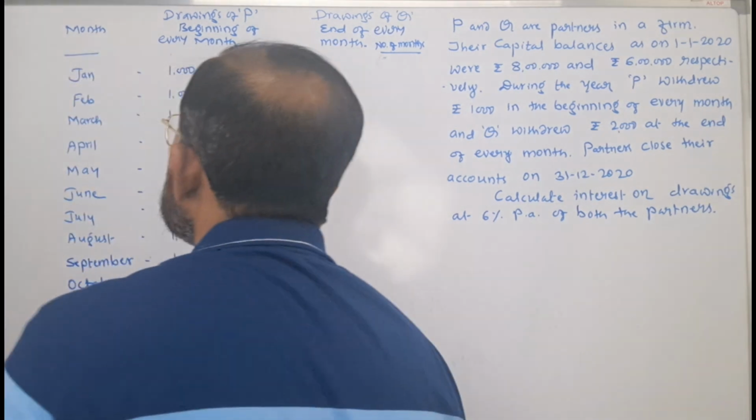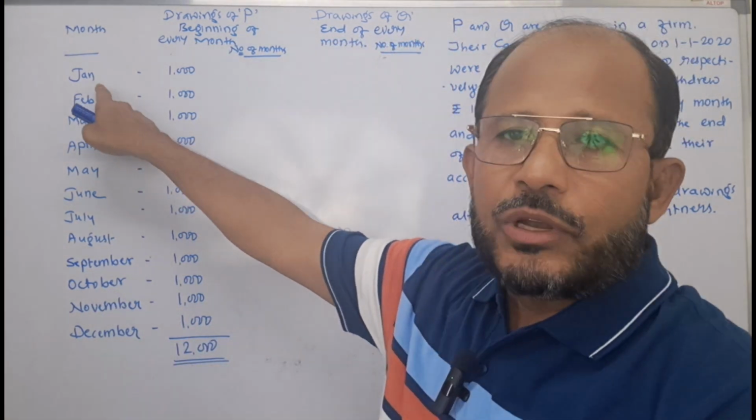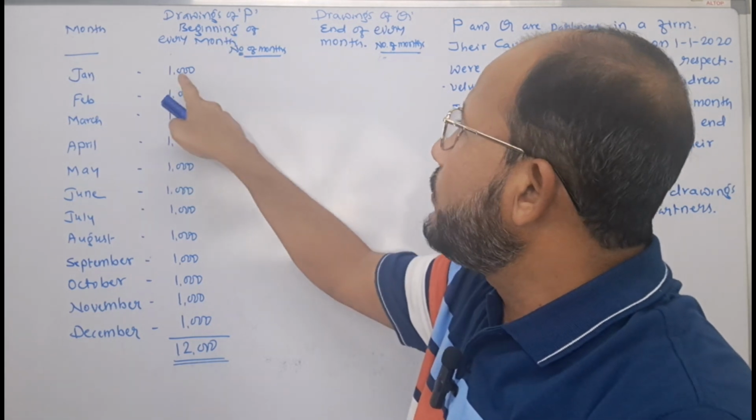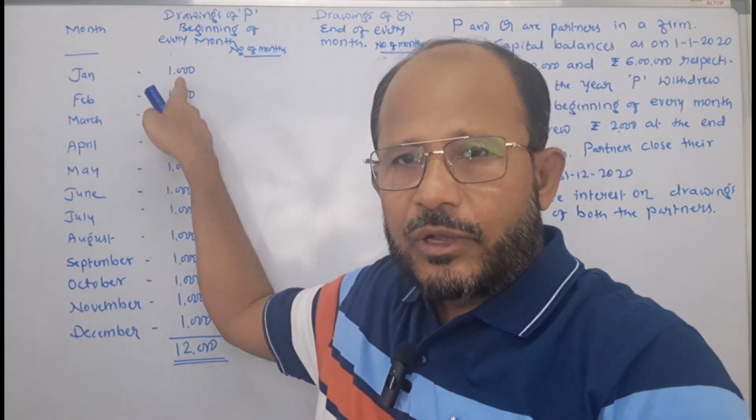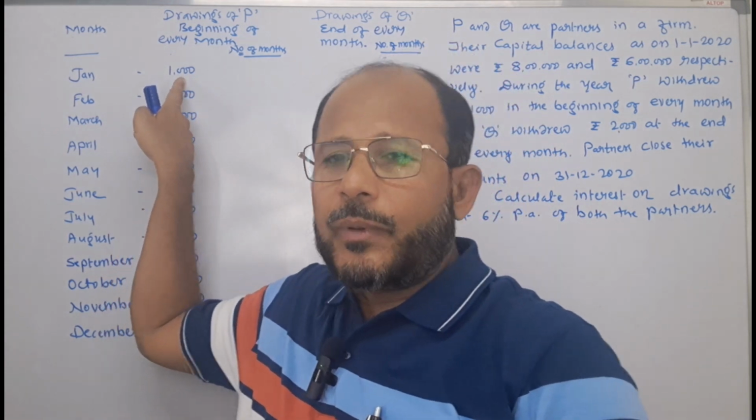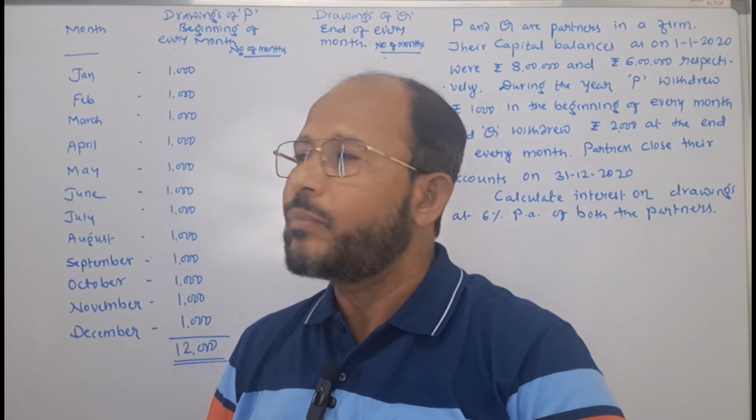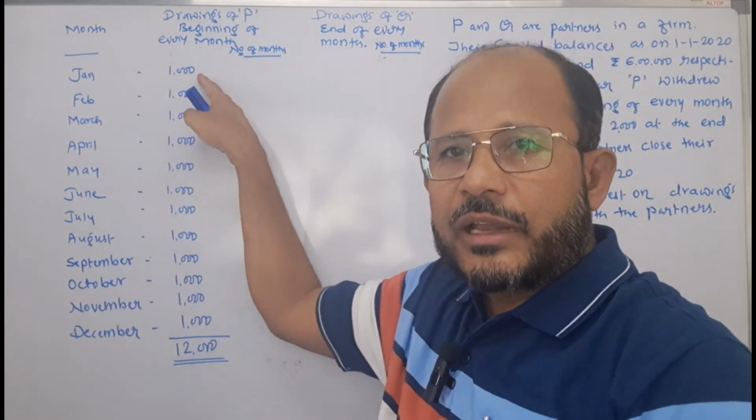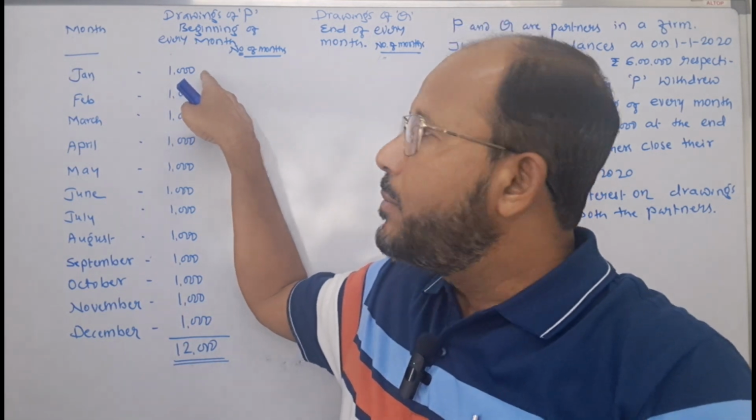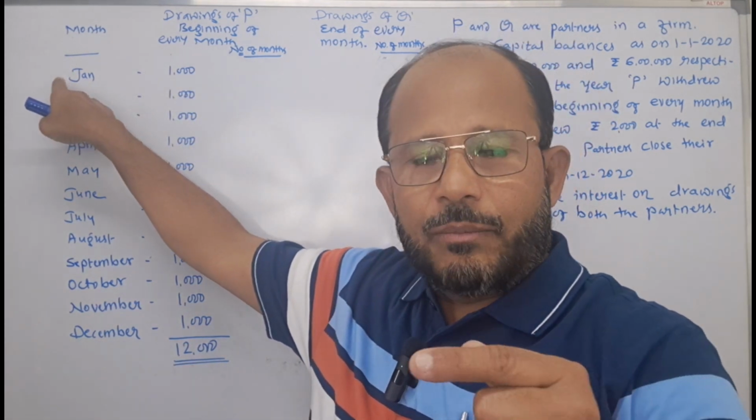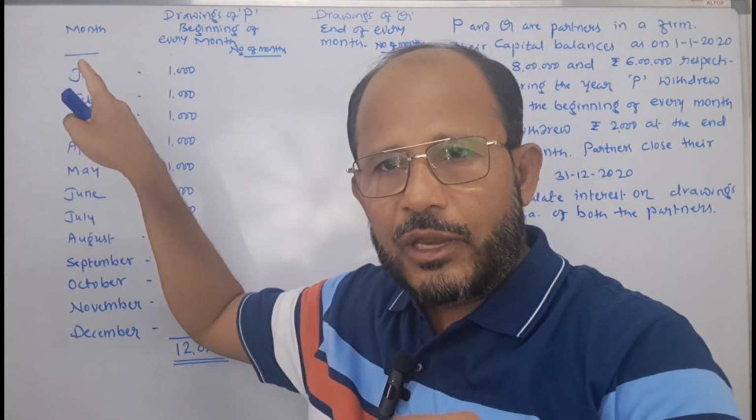A very interesting thing is there. See, on 1st January 2020, Mr. P withdrew rupees 1000. When he has withdrawn this rupees 1000, he is required to pay 6% interest on that to the partnership firm. Now, for how many months interest is to be calculated on this first drawing is very important, because since the amount is withdrawn at the beginning of every month, the month of January should also be included.